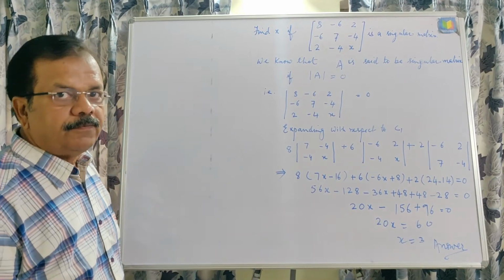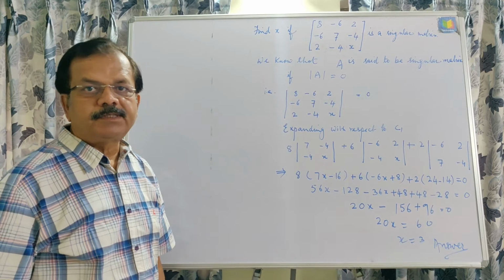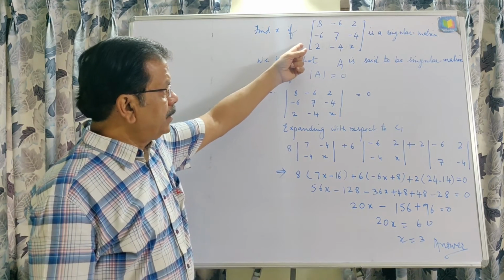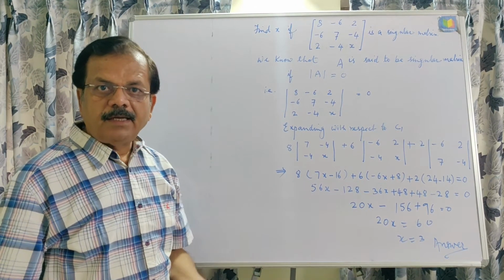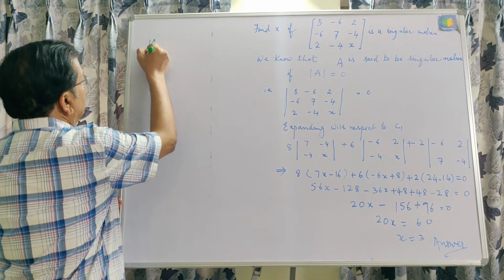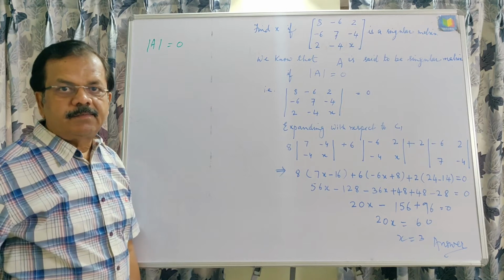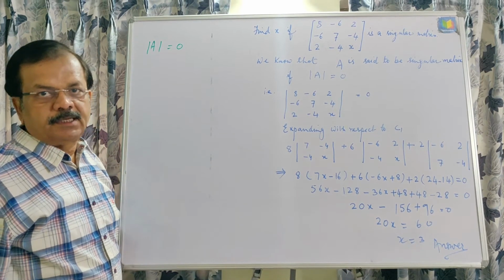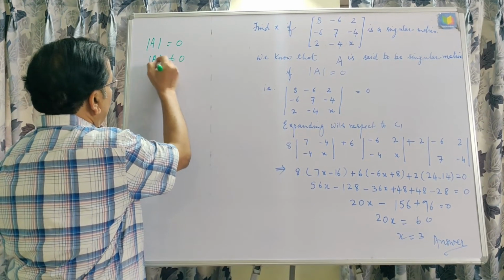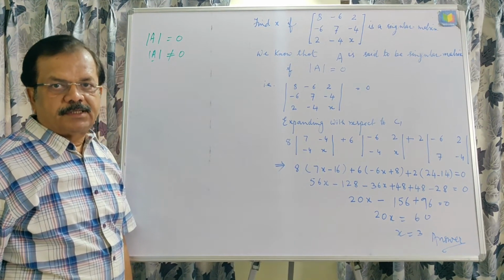For the introduction of the inverse of any matrix, first of all we should understand the difference between singular and non-singular matrix. If we are given any matrix A and the determinant of that matrix is coming 0, then we say that this matrix A is a singular matrix. And if the determinant of A is not equal to 0, we will say that this matrix A is a non-singular matrix. Okay.